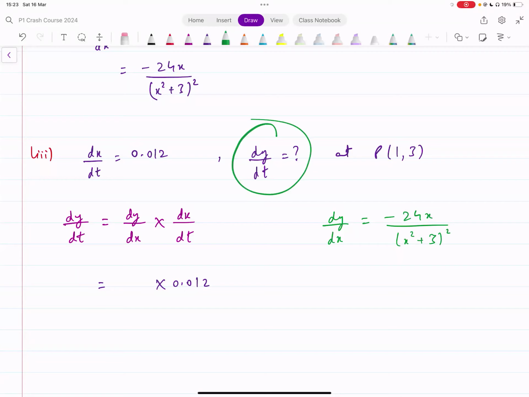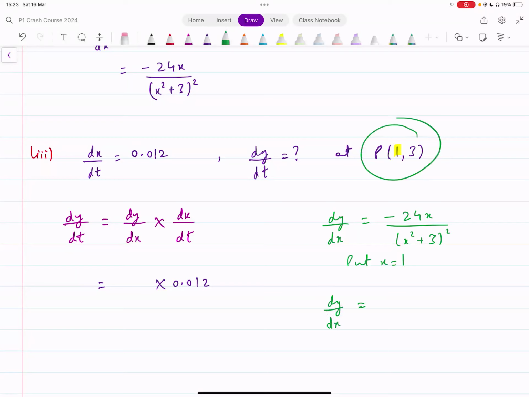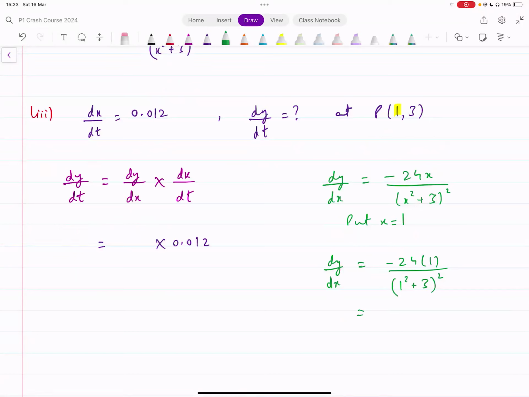They're saying what's dy over dt at the point P. Now, what do you know about P? At the point P, the x coordinate is 1, right? The x coordinate is 1. So in order to find dy over dx at this point, you put x equal to 1. And that is going to give you dy over dx at the point P. Let's see what that turns out to be. Minus 24 into 1 divided by 1 squared plus 3 whole squared. And that's going to give you minus 24 divided by 16. And that's minus 3 over 2.